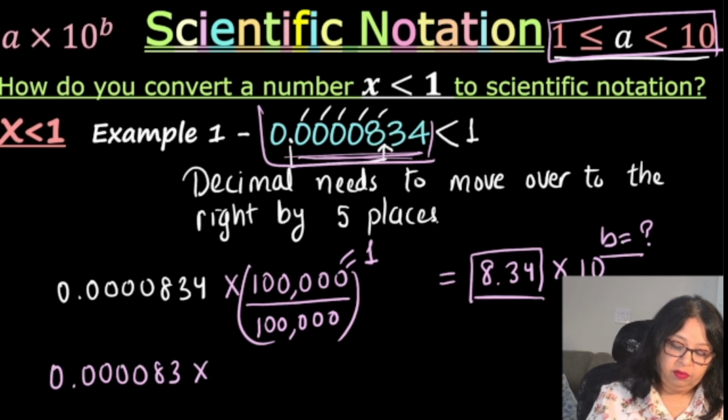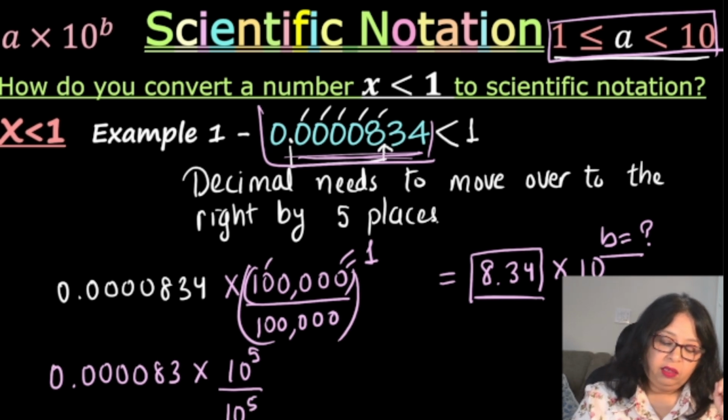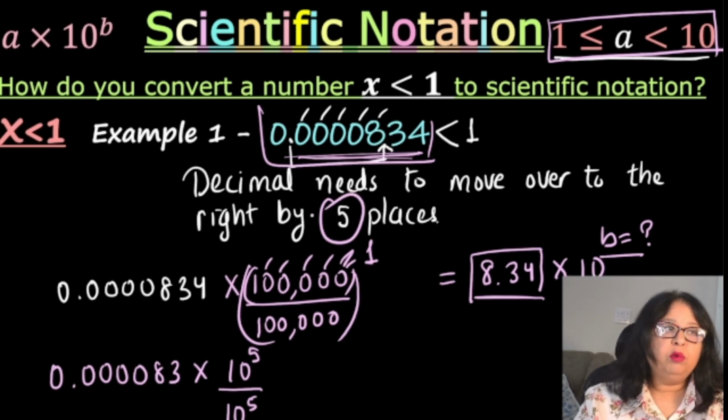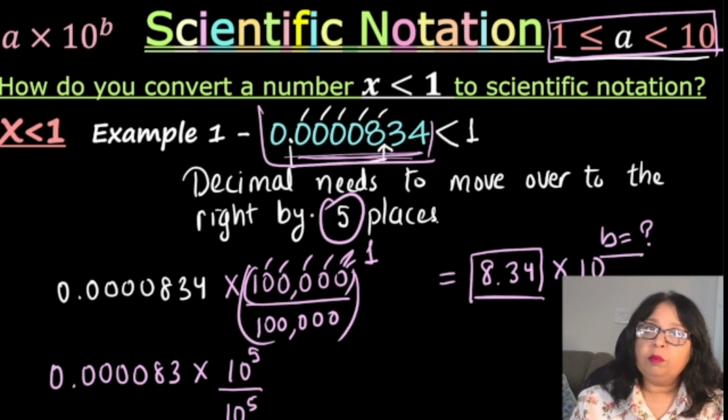Now 0.0000834 times this number at the top, which is 100,000, can be written as 10 to the power 5. And the number at the bottom is also 10 to the power 5. These 5 zeros following the 1 came from here. I moved the decimal over by 5 places. That's why I multiplied the original number by 1 followed by 5 zeros and also divided by 1 followed by 5 zeros. 1 followed by 5 zeros, that is 100,000, can be written as 10 to the power 5.